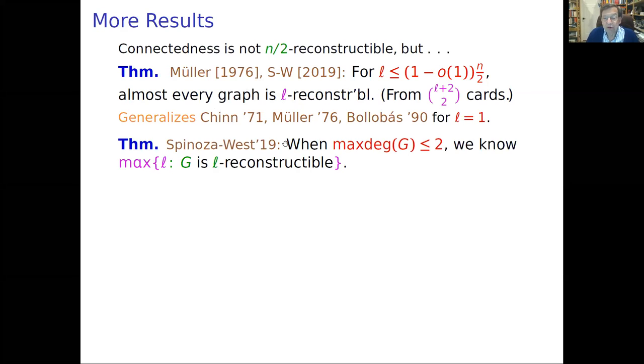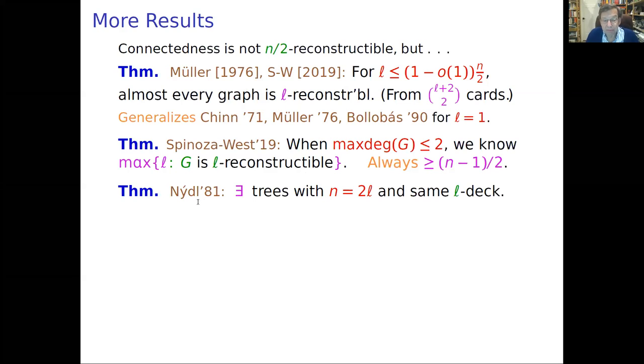What else do we know? About graphs with maximum degree at most two, we know everything. We know exactly all L for which such a graph is L-reconstructible. And the largest L is always going to be at least (n minus one) over two. So in fact, that example that I showed you earlier, the path with 2L vertices compared with the cycle and path union, is sharp. It shows the sharpness of this.